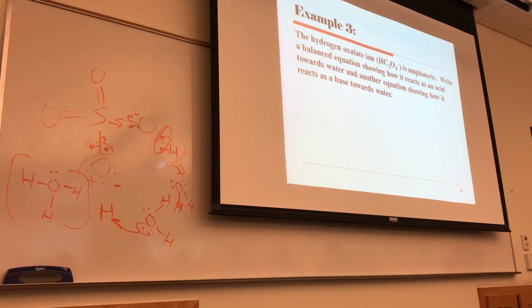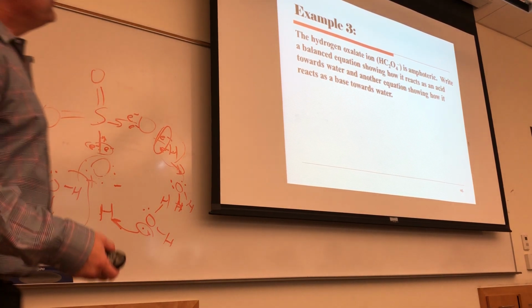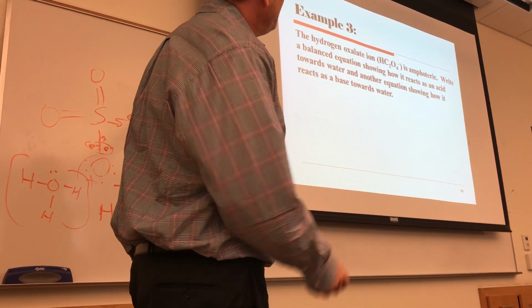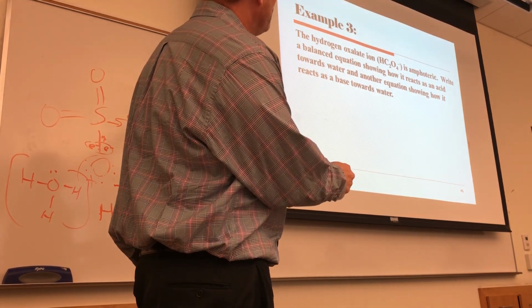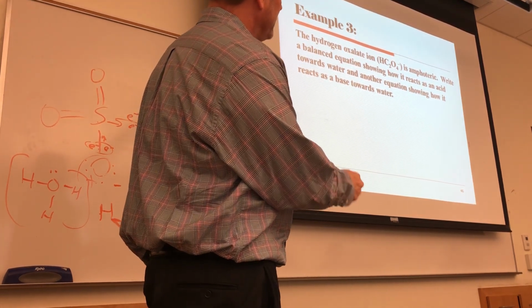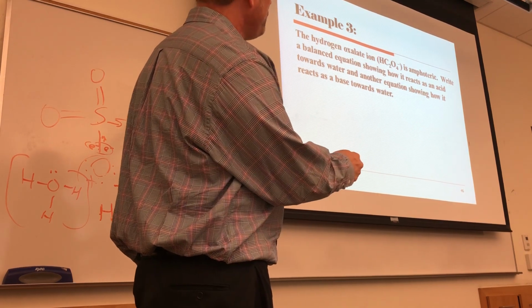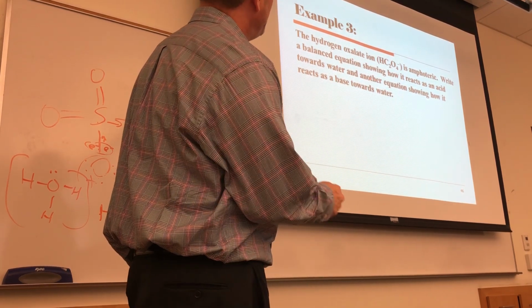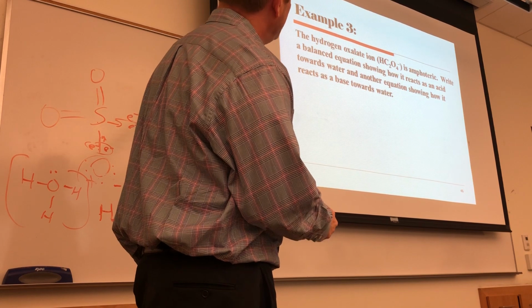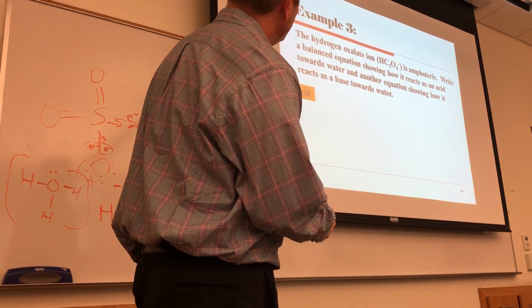Okay, what do I have here? Hydrogen oxalate ion is amphoteric. So amphoteric means that this could be either an acid or a base. That's the term amphoteric, okay? So that means that this H could come off, or I can add another one to it. Right, the balanced chemical equation of how it reacts as an acid towards water or base.